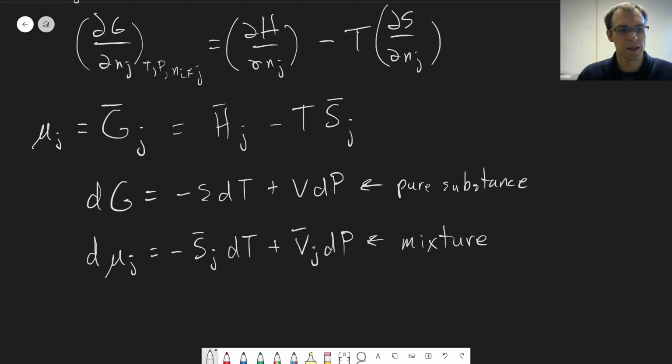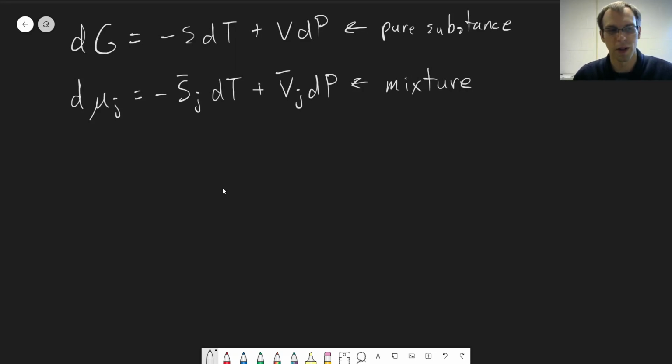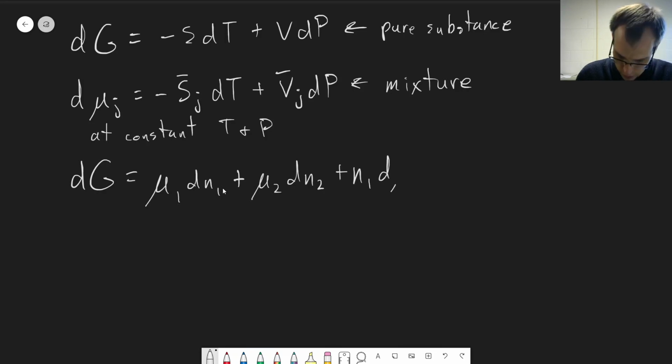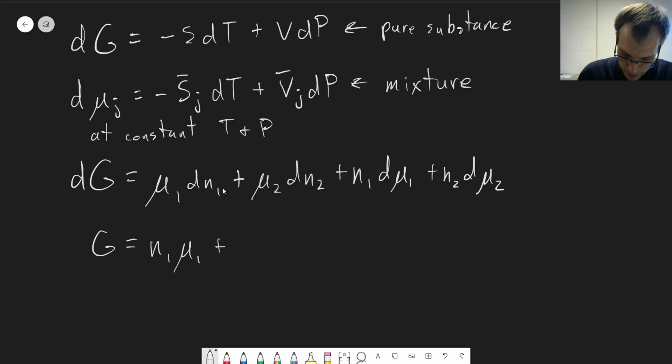Okay, and now starting from this second equation, we can derive, well, not exactly from this equation, but we can derive the Gibbs-Duhem equation, which allows us to relate partial molar Gibbs energies or chemical potentials to each other in our system. So we can say that, okay, at constant T and P, we have dG is equal to mu1 dn1 plus mu2 dn2 plus n1 d mu1 plus n2 d mu2. So this is taking the derivative of this equation, G equals n1 mu1 plus n2 mu2. Right, so if we just take the derivative, we get this.